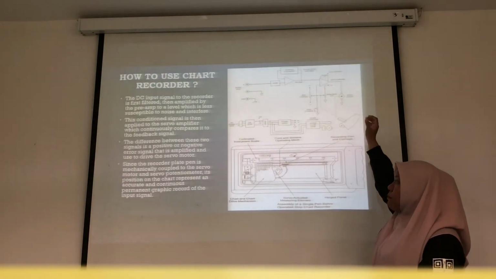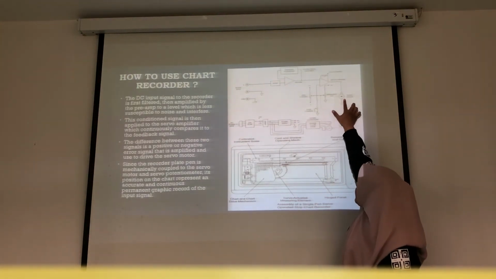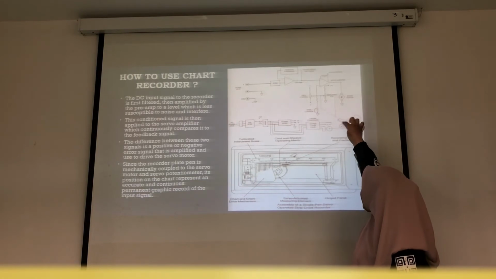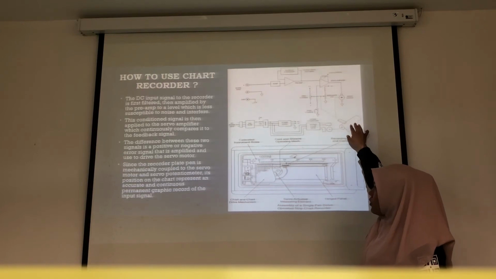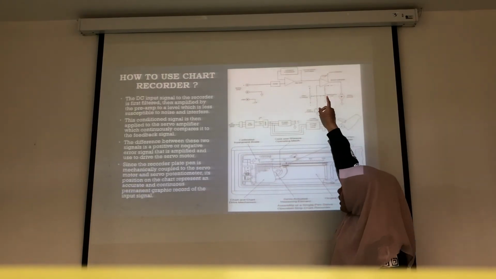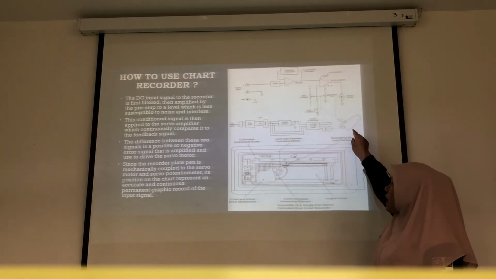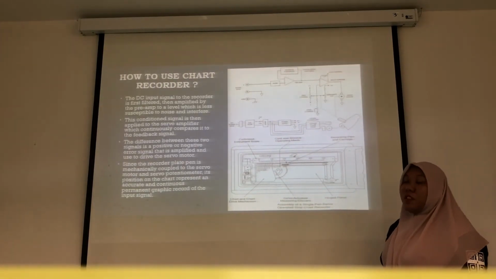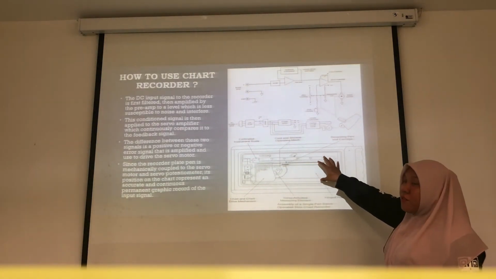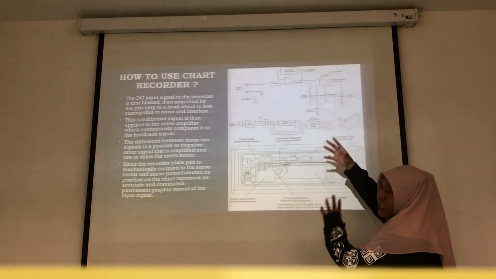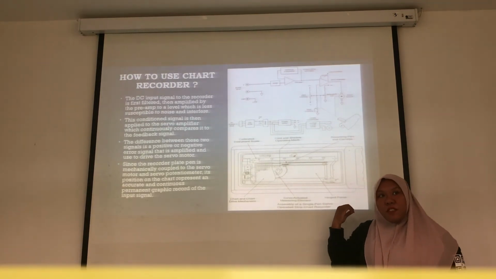Since the recorder pen is mechanically coupled to the servo motor, as you can see here, the servo motor is coupled with the pen, and then the pen will write on the chart. And the servo potentiometer there, its position on the chart represents an accurate and continuous permanent graphic record of the input signal. So, this is an example of a strip chart recorder, and this is what is inside a strip chart recorder. So I will pass the next presentation to Husna.